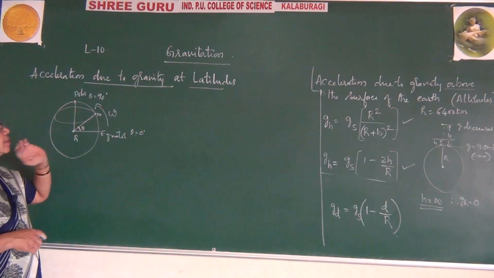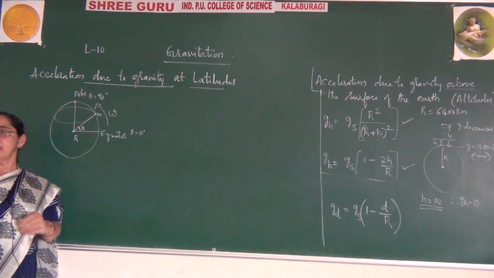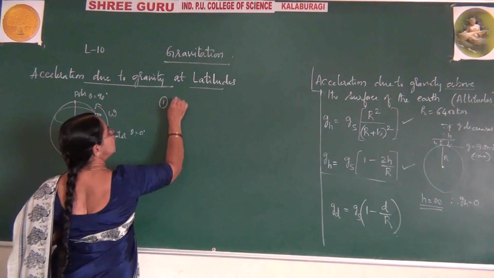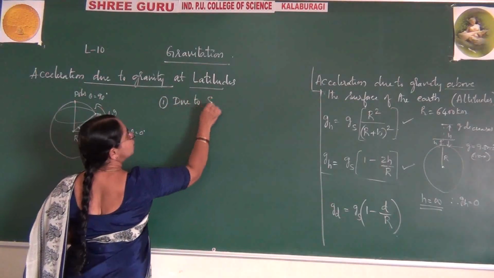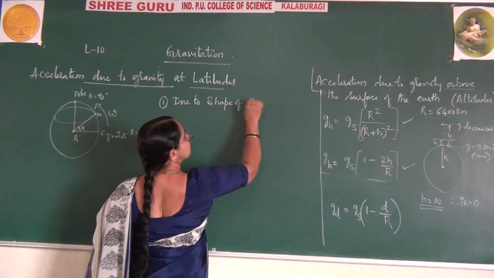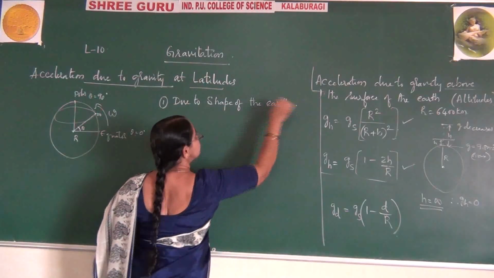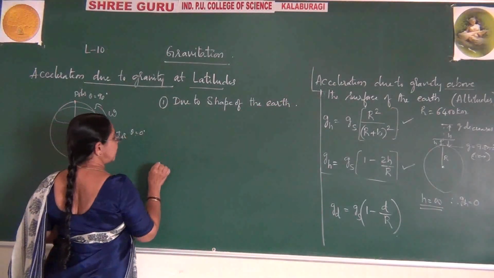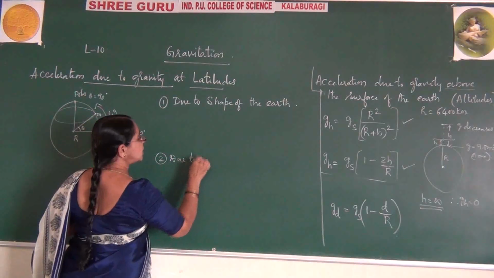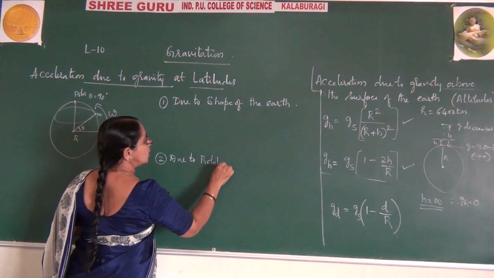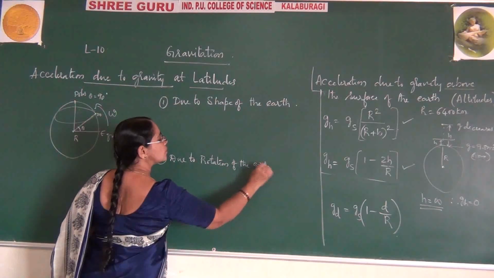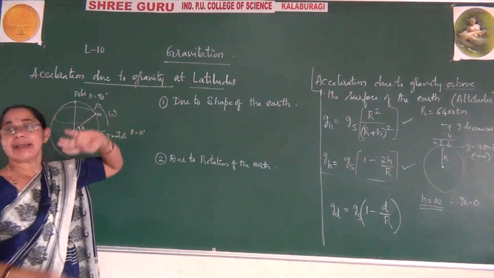Okay. So now in this latitude we have two steps. Let me tell you the two steps. What are the two steps? The first one we learn is due to the shape of the Earth. The second point is due to the rotation of the Earth. So these two conditions we learn under latitudes.